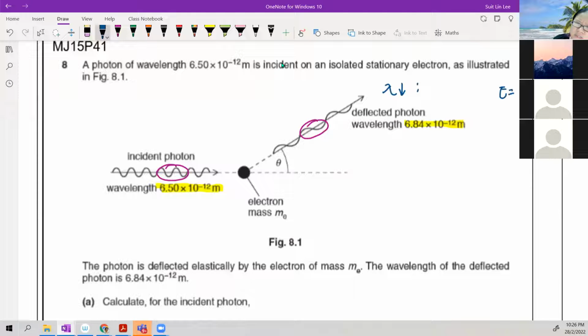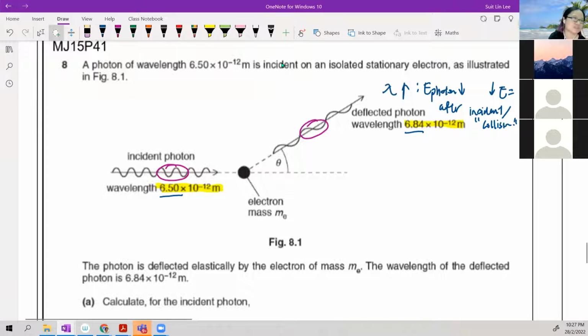And you know, E is hc over lambda. Lambda has increased, 6.5 to 6.84. So when lambda increases, it means energy of photon decreases. Makes sense, right? The photon loses energy after collision. After incident or collision. I want to put collision here in big inverted commas, because after a while we just call it incident. Before the incident, after the incident, you know. All right. So this is called photon deflection.